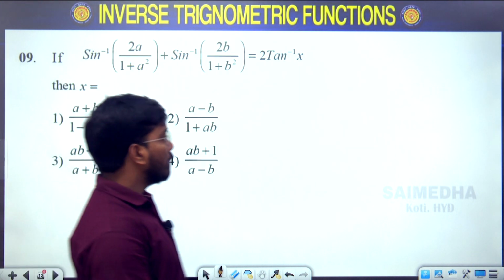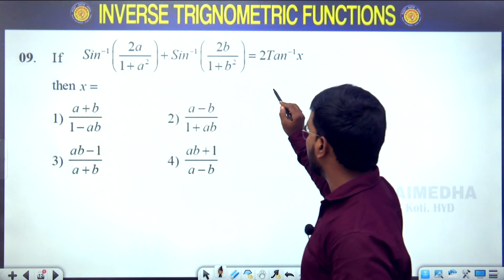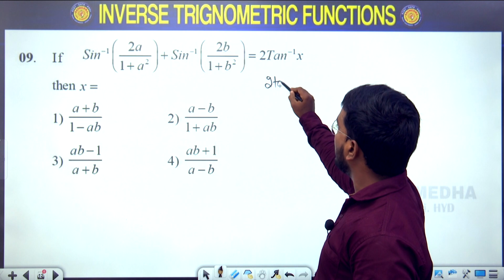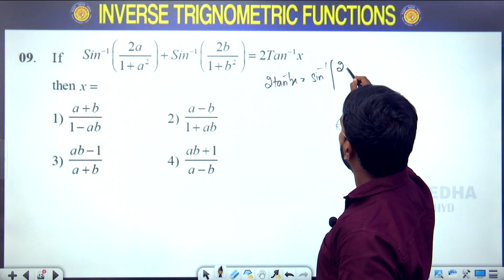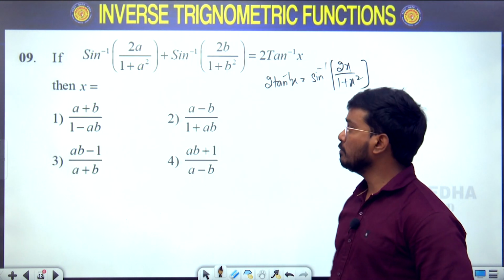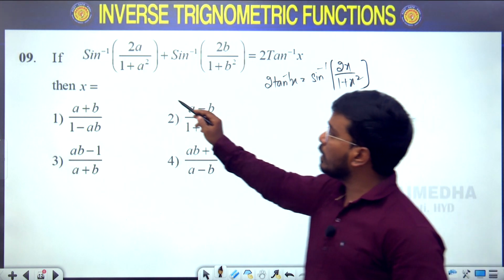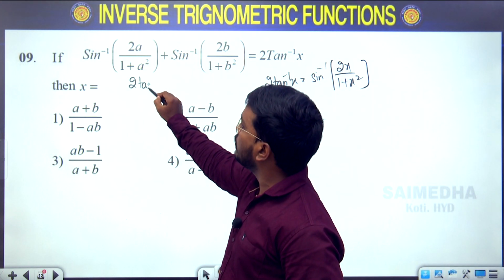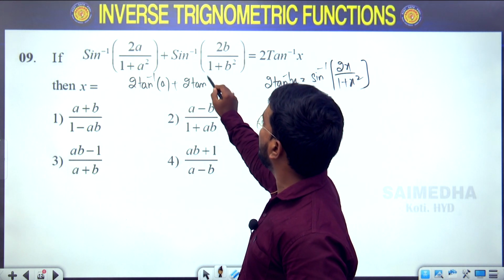Sin inverse of 2a by 1 plus a square is the formula for 2 tan inverse a. Okay, 2 tan inverse x is equal to sin inverse of 2x by 1 plus x square. Now in the given question, there is sin inverse of 2a by 1 plus a square. Then what is its answer going to become? This will become 2 tan inverse a. Similarly, this will become 2 tan inverse b.